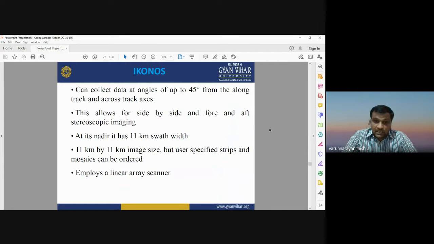and across track axis. This allows for side-by-side and fore and aft stereoscopic imaging, and its swath width is around 11 km at its nadir, and the image size is around 11 km by 11 km, but user specified strips and mosaics can be ordered as per the requirement, and it can also employ a linear array scanner.